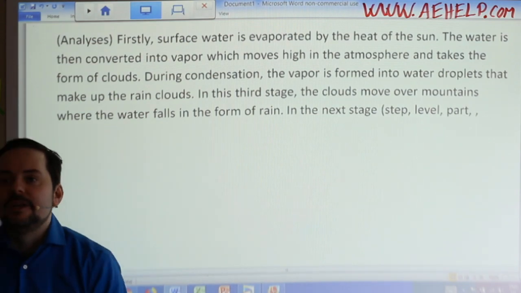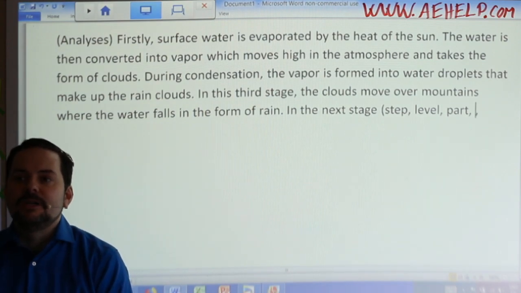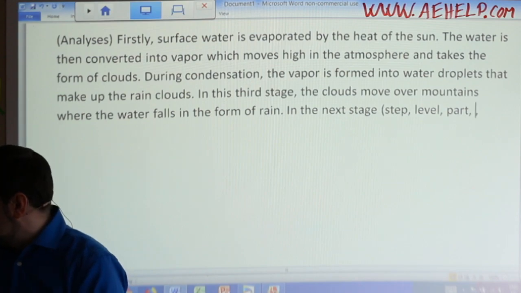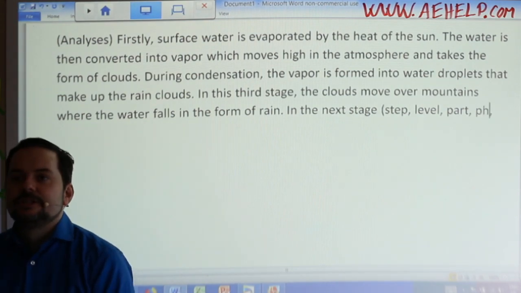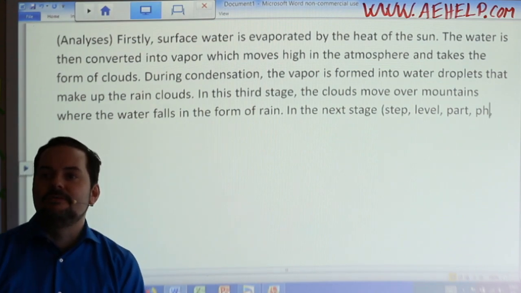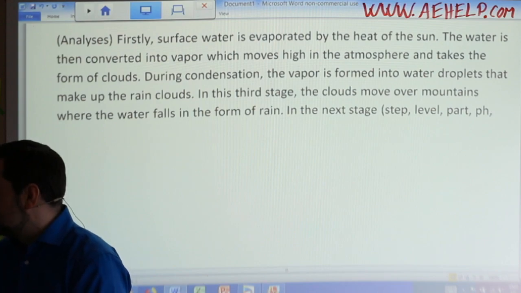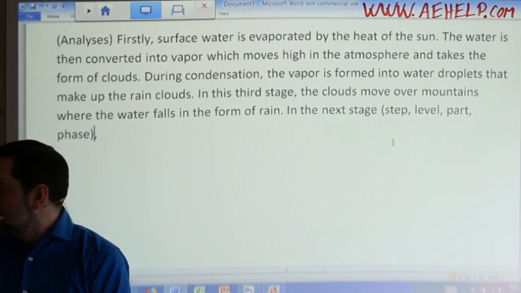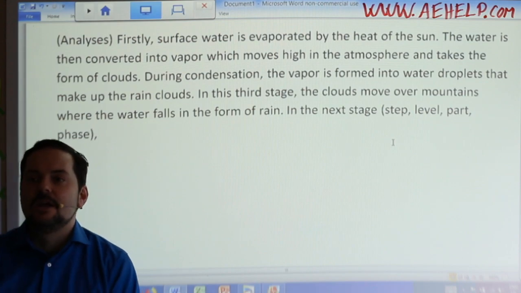There's another really nice vocabulary word. Again, term, you have to be careful with it. There's another really nice vocabulary word. It starts with a P. Does anybody know the word I'm looking for? PH. Hello, Ali from Uzbekistan. That's right, it's phase. Phase is another nice high-level academic vocabulary word that you can use instead of the word stage. Okay, so in the next stage or step, level, part, phase, what happens?